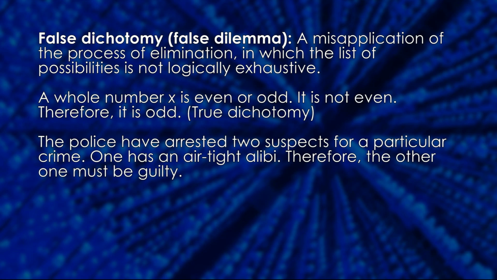The police have arrested two suspects for a particular crime. One of them has an airtight alibi, therefore the other one must be guilty. No, we haven't ruled out the possibility that there's a third person who could have done it, so this is a perfect example of a false dichotomy. Just as there are false dichotomies, there are false trichotomies, and, well, false encotomies. The reasoning is the same in all cases.